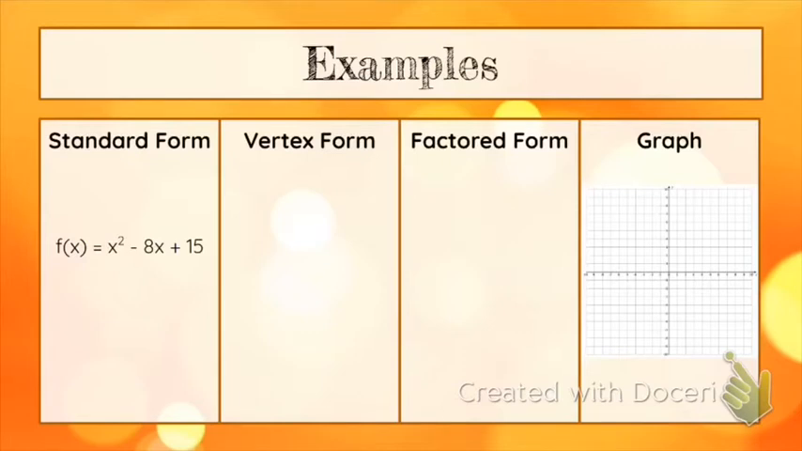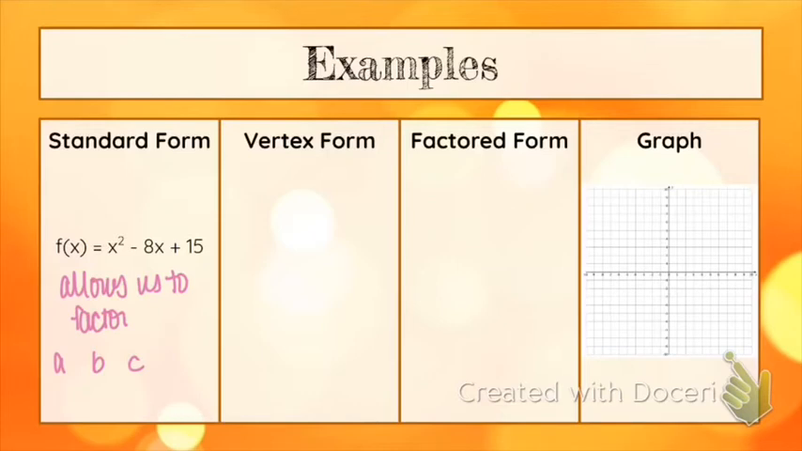This is the first example. And in this example, we start with standard form. And having standard form allows us to factor. And it also tells us what A, B, and C are so that we can do other calculations, okay? So standard form is what most quadratic equations will be found in. So then we have vertex form.